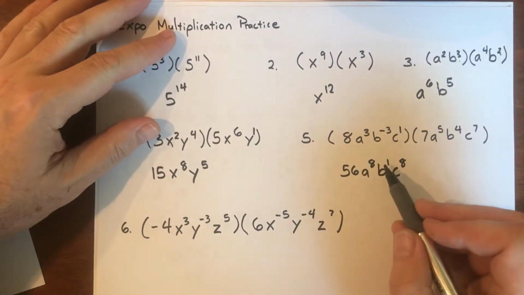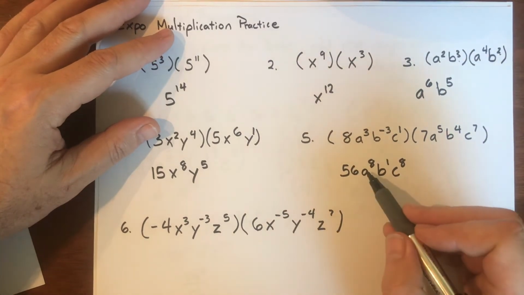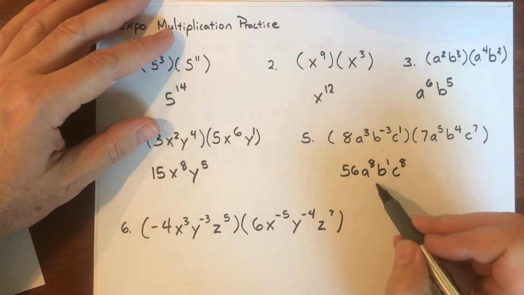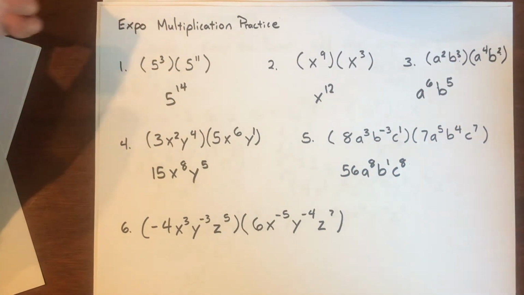If you were really picky, you could simplify this by dropping that 1 and just making it 56, a to the 8th b, c to the 8th. But you'd really be wanting to simplify.